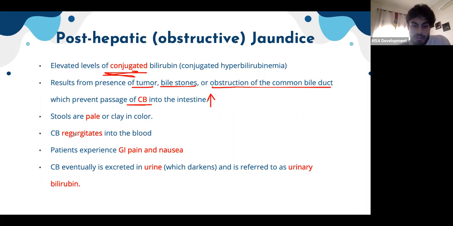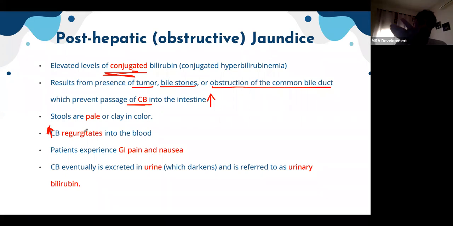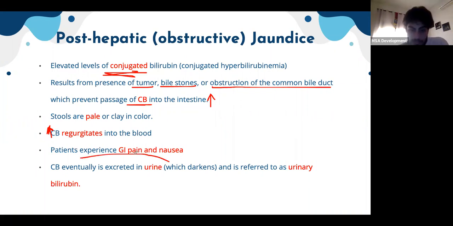CB regurgitates into the blood. Because there's a lot of CB, it ends up getting back into our blood, because there is no place for it to stay in the liver or between the liver and the obstruction. So it goes back into the blood, and we have conjugated bilirubin in our blood. Patients here experience GI pain and nausea, and eventually it's excreted in urine.